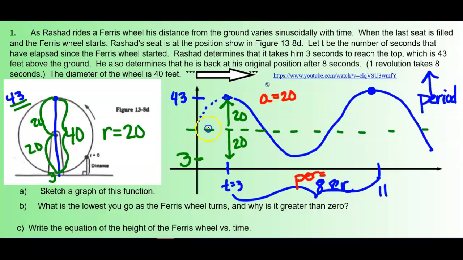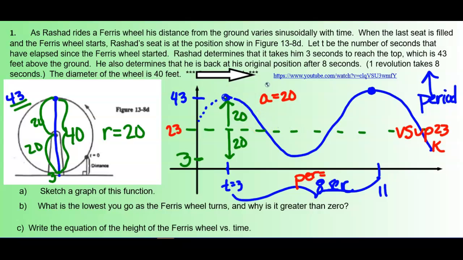And we need to find the midline, which is exactly 20 below 43, which would be 23. And it's exactly 20 above 3, which would be 23. Or you can add those and average them: 43 plus 3 is 46, divided by 2 is 23. But you've got to remember that the vertical shift is up 23 because it's the midline. So that's our K value.